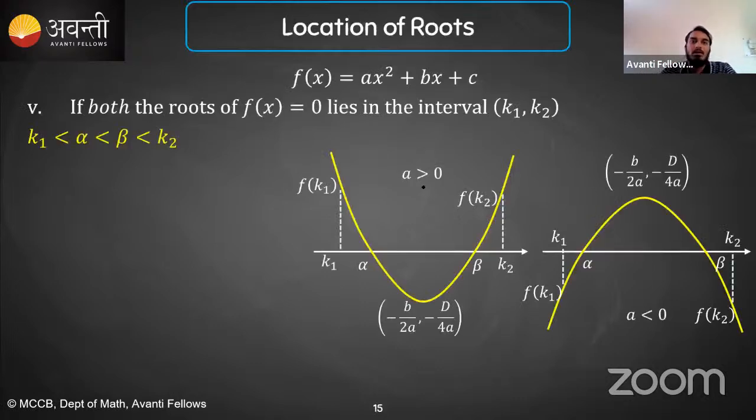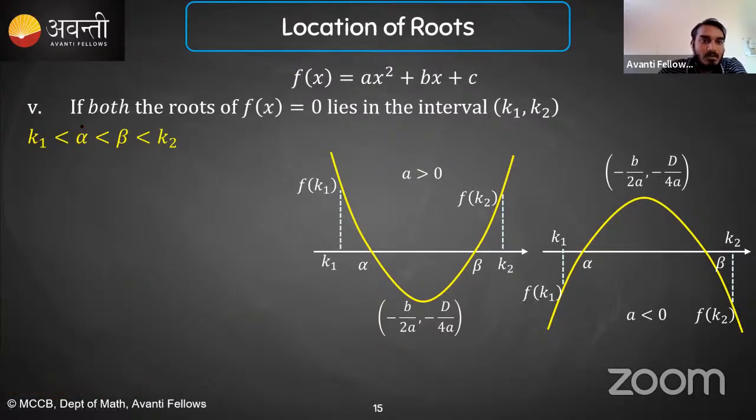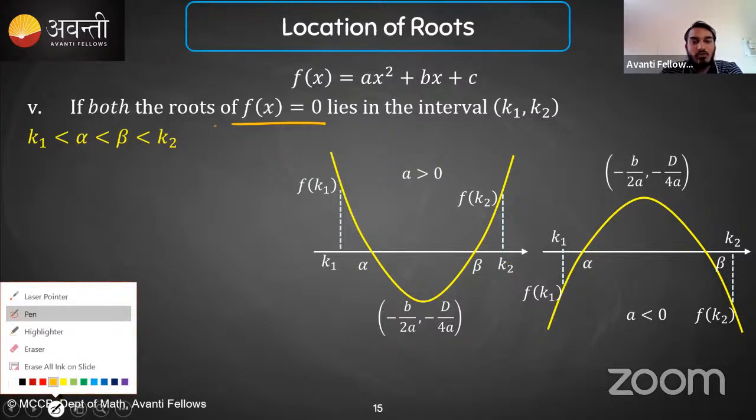Now, the next case in the location of root is if both roots of f of x equal to 0 lie in the interval k1 and k2. So students, you can see that this is nothing but the intersection of the case that both roots are greater than k1, but both roots should be less than k2. Yes or no? So from here you can use the conditions from both cases.